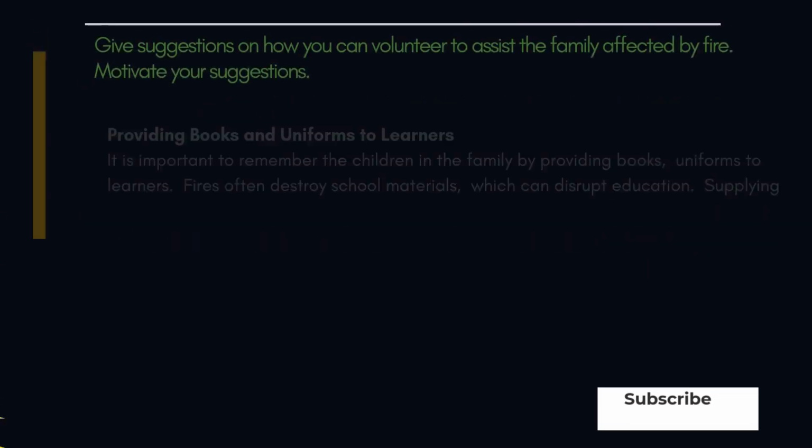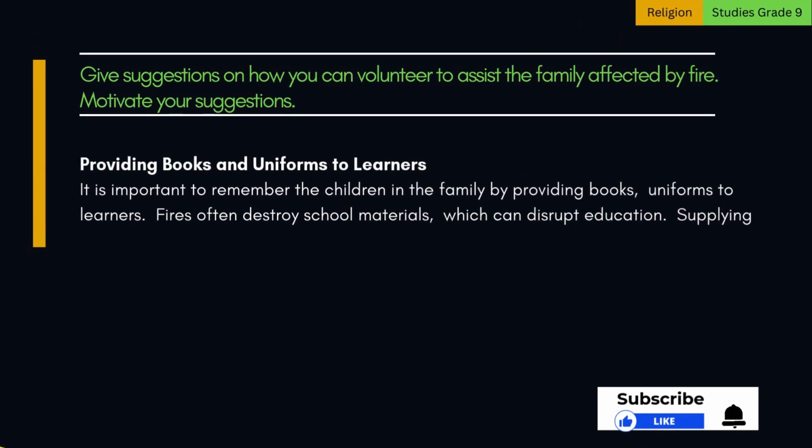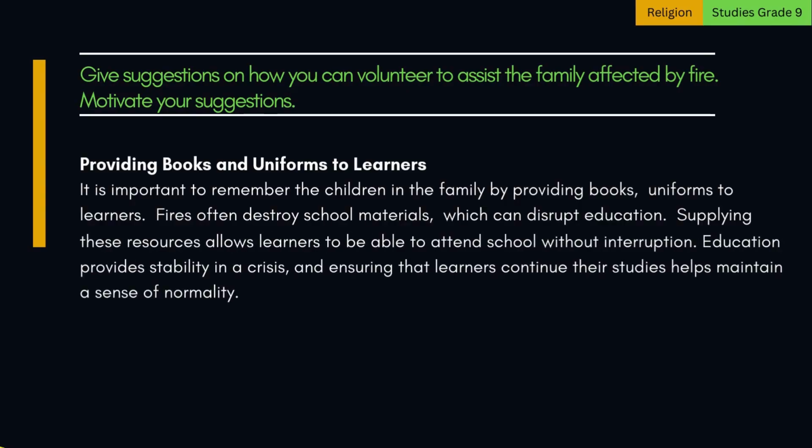5. Providing books and uniforms to learners. It is important to remember the children in the family by providing books, uniforms to learners. Fires often destroy school materials, which can disrupt education. Supplying these resources allows learners to attend school without interruption. Education provides stability in a crisis, and ensuring that learners continue their studies helps maintain a sense of normality.